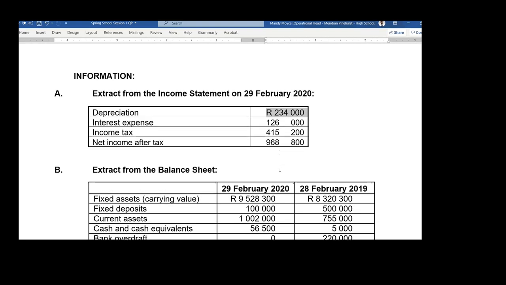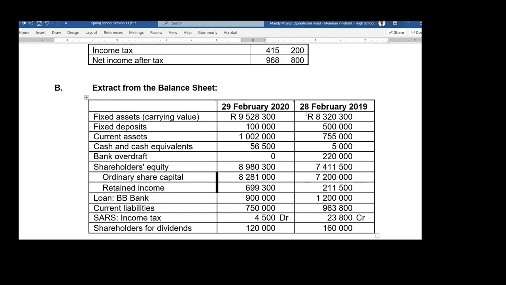Then, there I have opening balance at carrying value, because here it says fixed assets at carrying value. There I have opening balance at carrying value, 8,320,300. And I'm going to write that in immediately. Closing balance at carrying value, 9,528,300. So I write that in immediately.